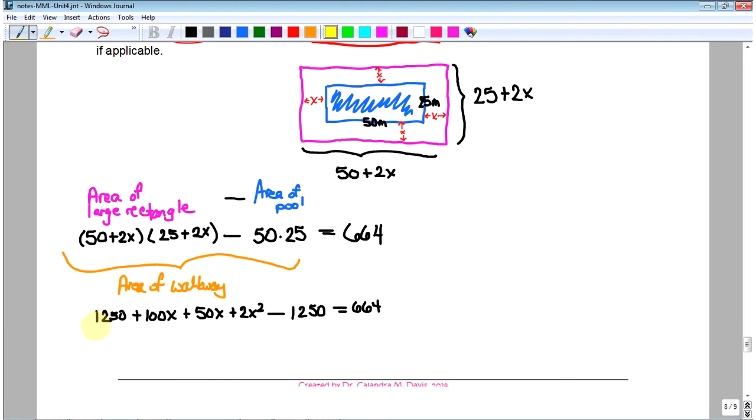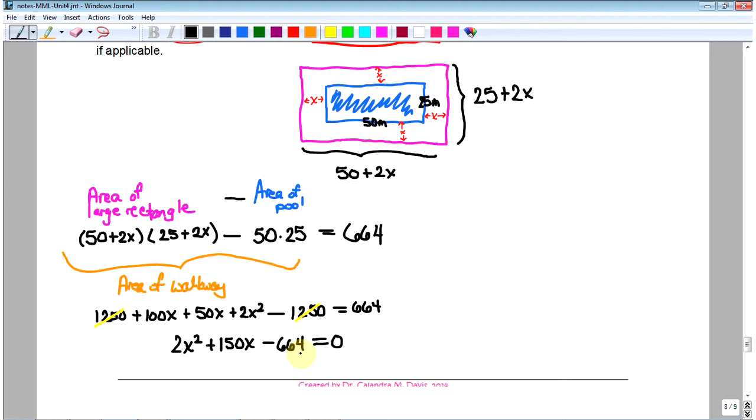Okay, so our 1250s are going to cancel out. And it looks like we have 2x squared. I'll write it in descending order of powers. 100x plus 50x is 150x. And since I'm dealing with a quadratic, I know I want 0 on one side of my equation, so I'm going to subtract over 664. And now we have that's equal to 0. So at this point we can solve using the quadratic formula.